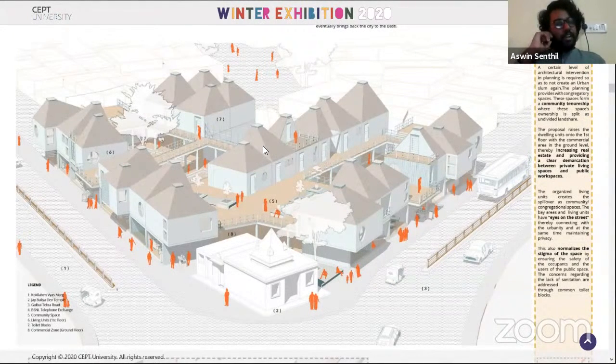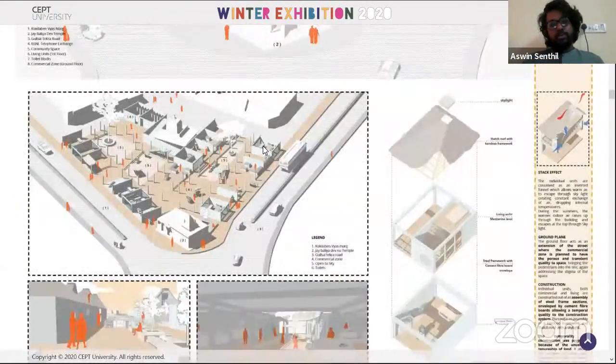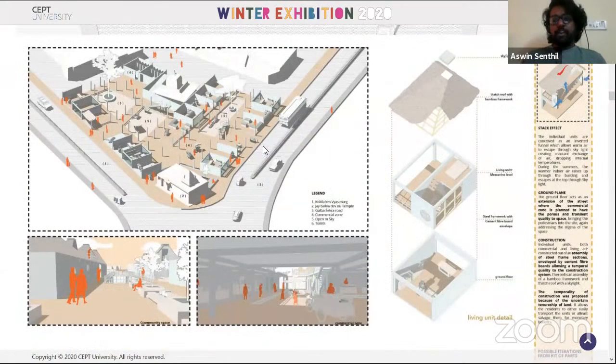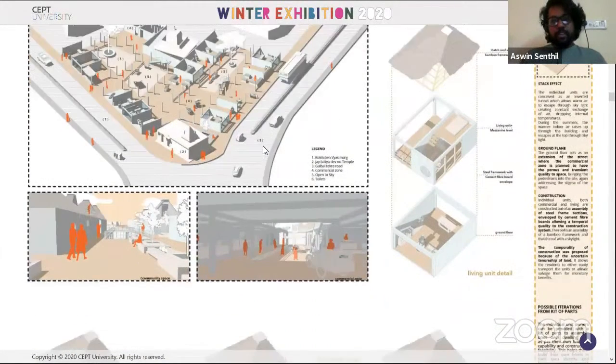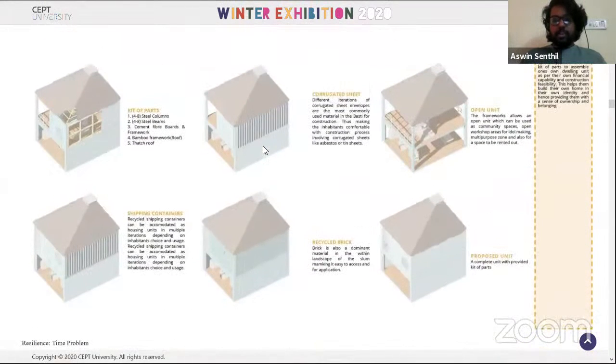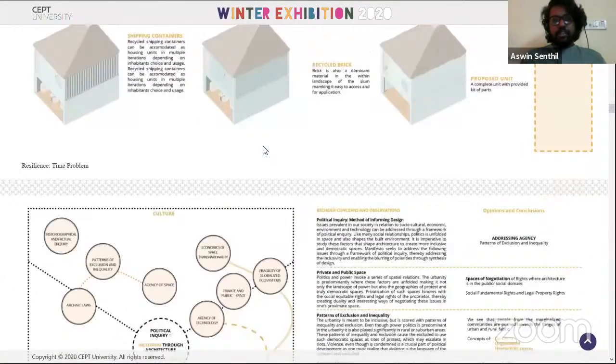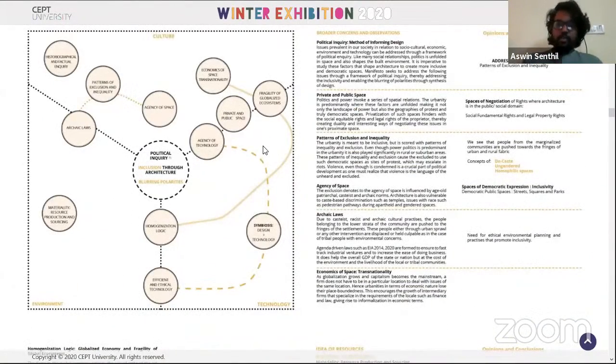And this was done through temporal structures and temporal methods of construction, where the people who reside in them can have a sense of ownership, belonging, and identity within themselves. So the idea was that the Basti would incrementally grow based on a framework that we have provided. Next one. These are the architectural details of how it would be executed, a kit of parts where multiple iterations would be possible.